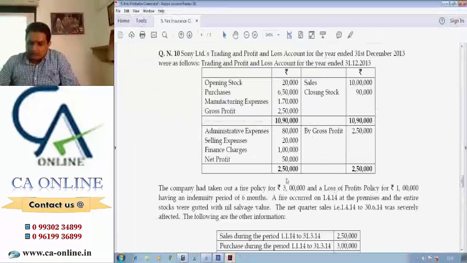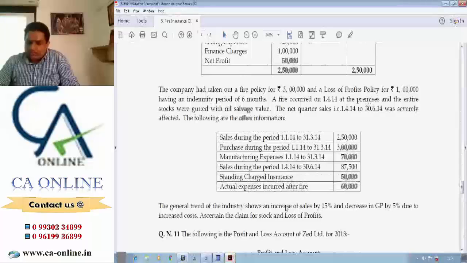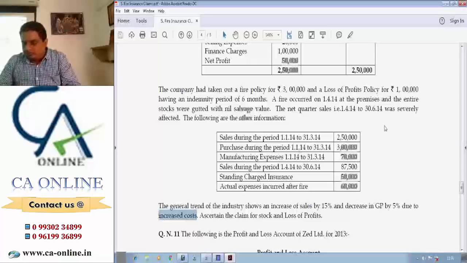Don't try to work with the increase in sales by 15%. In some problems we take last year's sale as 100 and current year as 115, then arrive at last year's cost accordingly. But here the change in cost is not given: 15% increase in sales and decrease in GP by 5% due to increased cost. To what extent the cost changed is not given, so no need to worry about last year and current year. The job is easily over by taking this information.